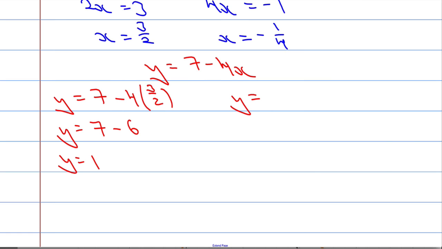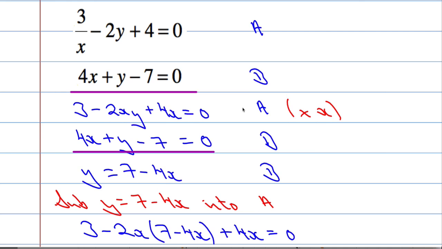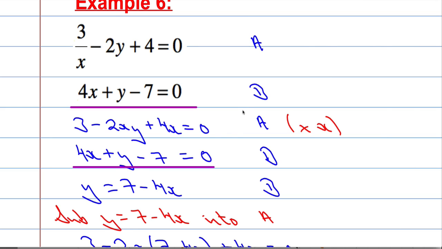And then over here, y equals 7 minus 4 times negative 1 over 4. So y will equal 7, and negative 4 times negative a quarter is plus 1, which means y equals 7 and 1 is 8. So let's just write down our solutions. When x is 3 over 2, y will be 1, and when x is negative 1 quarter, y will be 8. Okay, right, I'm not going to put that into Desmos because we're running on here a little bit.